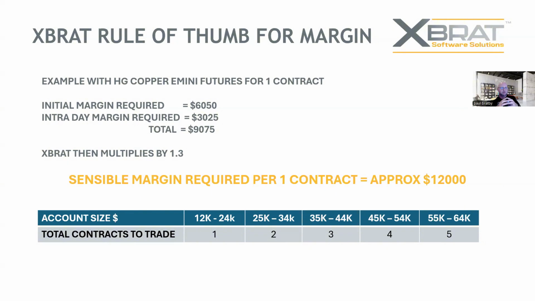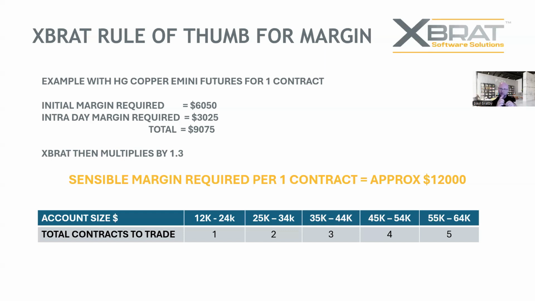So this is an example with copper, E-mini futures for one contract. So the initial margin required by NinjaTrader is $6,050. The intraday margin required is 3025. So that's a total of $9,075. I then times that by 1.3. So sensible margin required for one contract of copper is $12,000. Okay. So the total contracts to trade, depending on account size, is the table below.